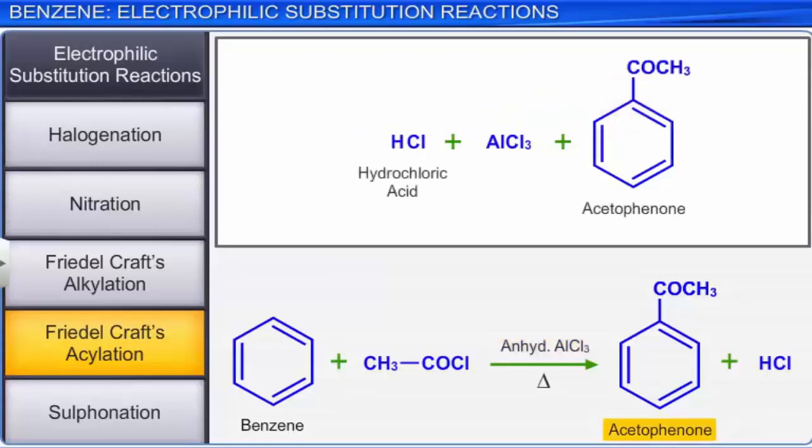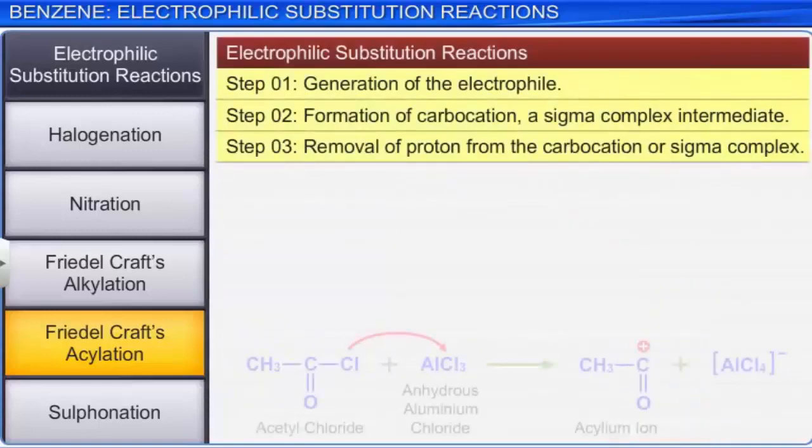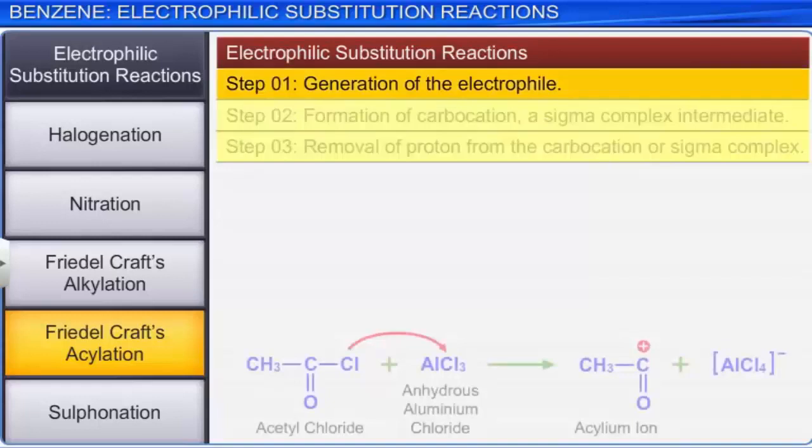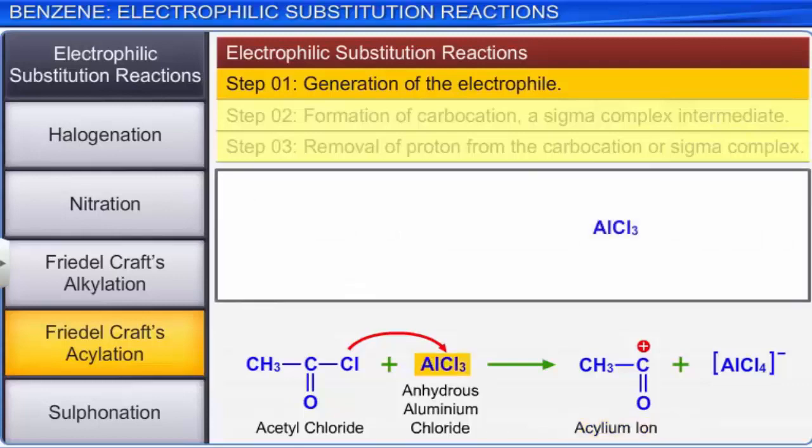Let's discuss the mechanism of this reaction. First, an electrophile, that is, the acylium ion, is generated when anhydrous aluminium chloride combines with the attacking reagent acetyl chloride, as shown here.